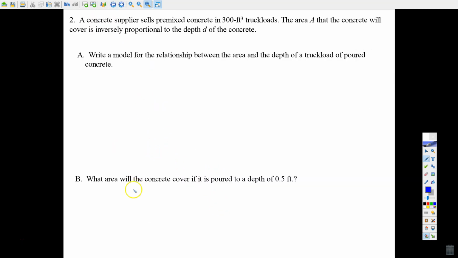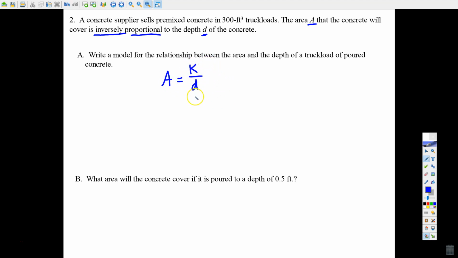Okay, number 2 is a word problem involving inverse variation. So we're told that a concrete supplier sells premixed concrete in 300 cubic feet truckloads. Area is inversely proportional. All right, so remember what inverse variation looks like. And we're supposed to use A and D as our variables. So in general, to show that area is inversely proportional to depth, we would say this: A is equal to K divided by D. Area is inversely proportional to depth.